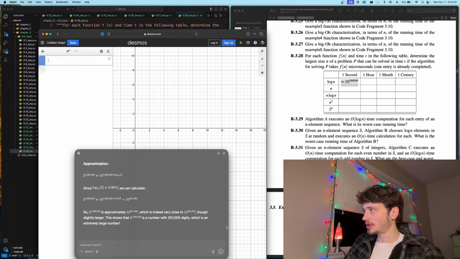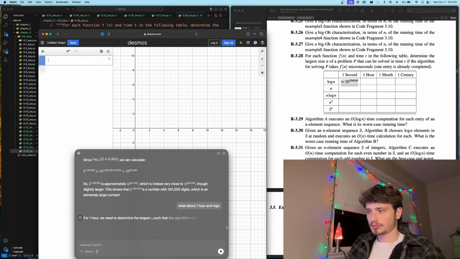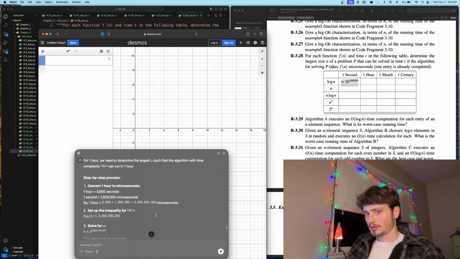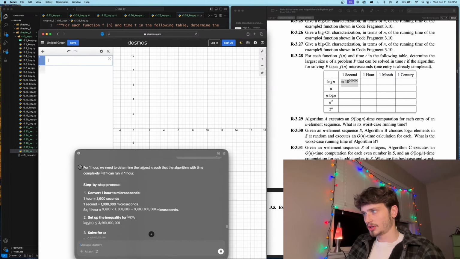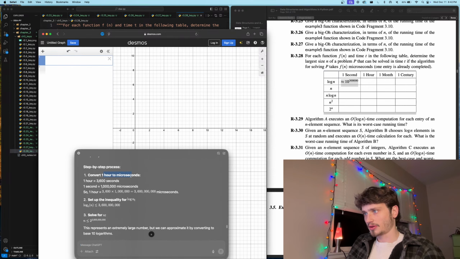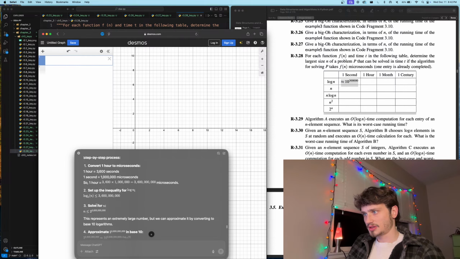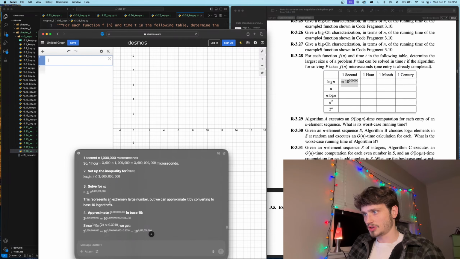Okay, so what about 1 hour? For 1 hour, we need to determine the largest n such that the algorithm with time complexity log n can run in 1 hour. Converting 1 hour to microseconds is 3.6 billion microseconds. Set up the inequality: log base 2 n, so n is 2 to the power of 3.6 billion. This represents an extremely large number. We can approximate it by converting to log base 10.